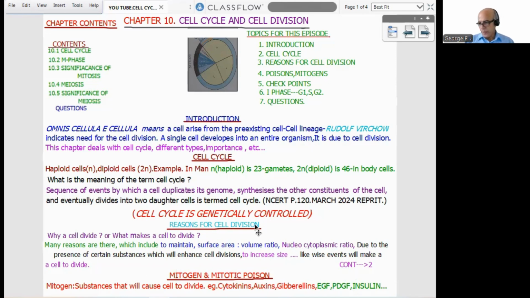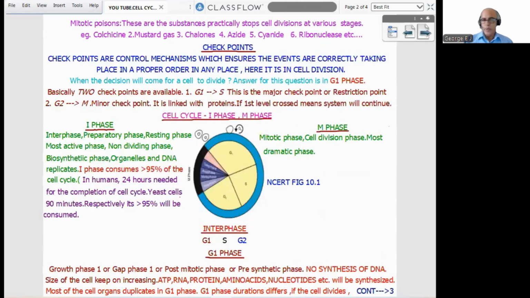Practically, in the antagonistic way, what are mitotic poisons? Substances that will prevent cell division at various stages, which include colchicine, from the plant Colchicum autumnale, then mustard gas, here you can find, then chavolans, azides, cyanides, ribonucleases, etc. Of which, from the exam point of view, the predominant one is colchicine.